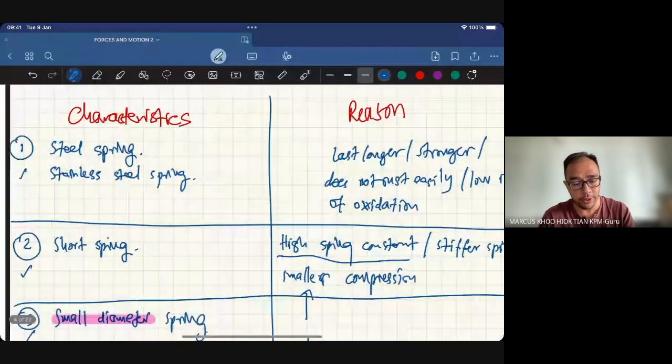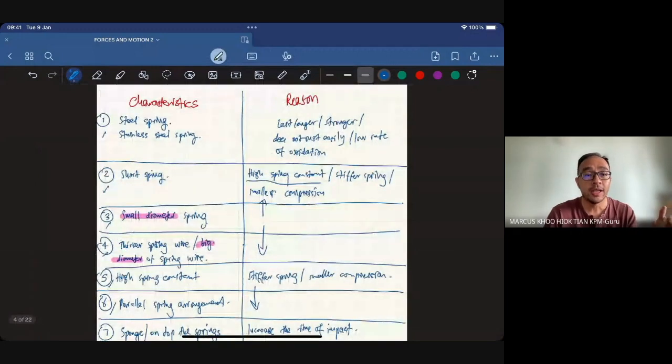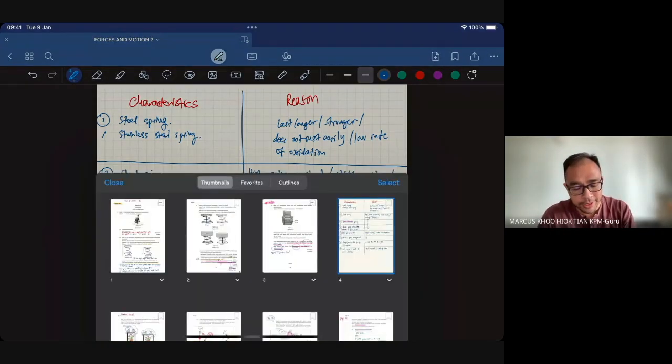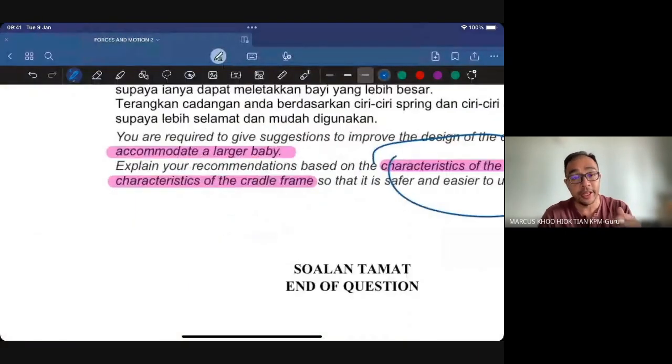Okay, when we're talking about this, you really cannot run very far from this. There are 6 points I've given over here. Okay, just use at least 3, at most 4. Okay, don't give all 5. Of course, if you want to override, go ahead and override, but make sure that the most important thing is that you write about the characteristics of the cradle frame.